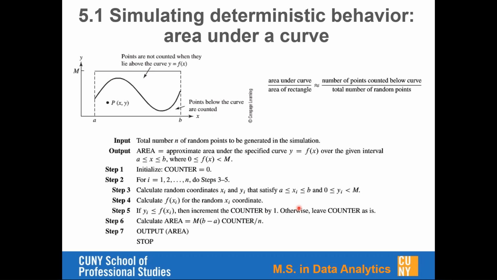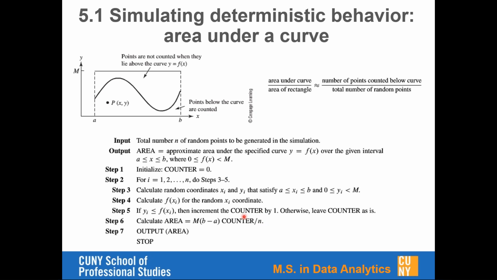Once we do that, keep going until all 10,000 points are done. We realize that a bunch of points are here, a bunch are there, and then we take the number of points that happen to lie underneath the curve and divide it by the total. In this case we only sampled 10,000 points, so we divide that number by n, so that we get the percentage of the area that is under the curve.